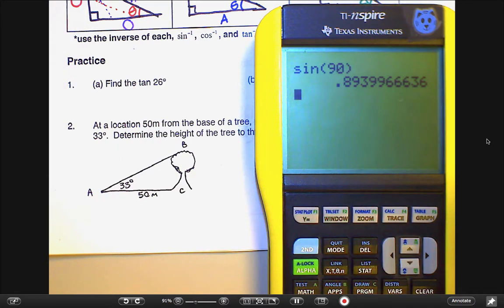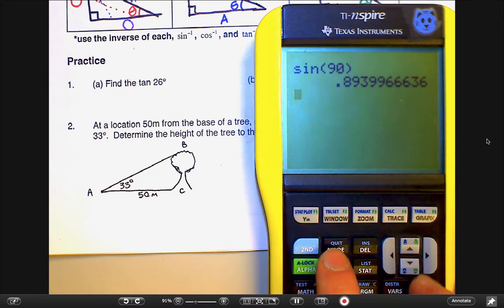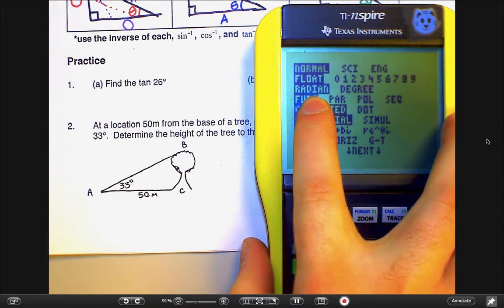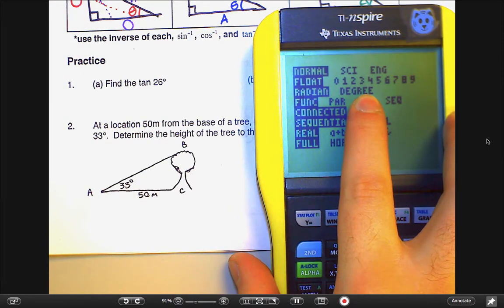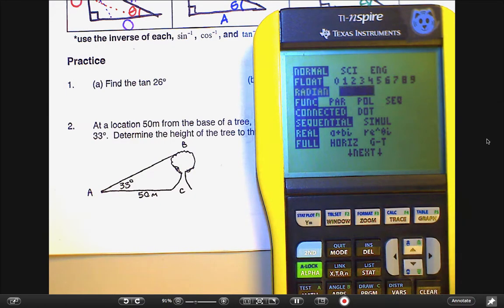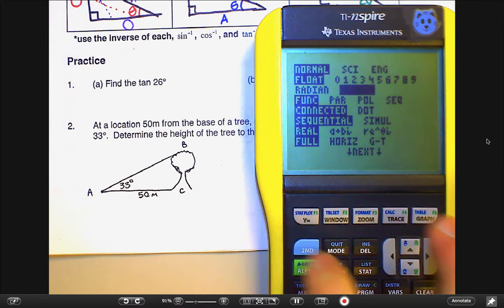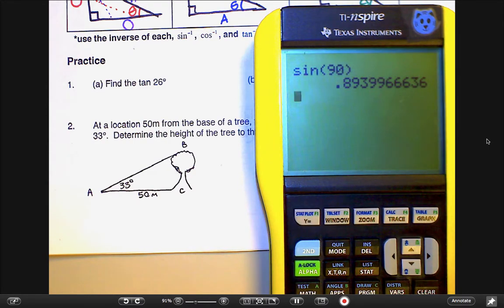In order to get it correct, if you look up here next to the second button, there's a button that says mode. I'm going to click that, and it brings us into all of these settings. The one that we need to look at is this third line where it says radians and degrees. So I need to change that radian over to degree. Once I see that switch, I can cancel out of that, just do second quit. And now if I do sine of 90, it gives me 1. Eventually we'll talk about what those radian things are. We're just not quite ready to be there yet. So we're going to stick to just degrees for now.